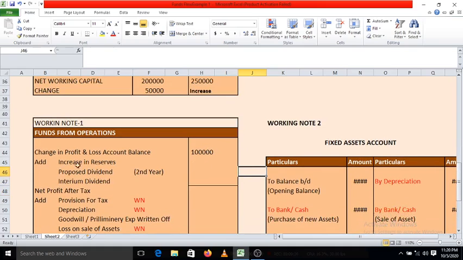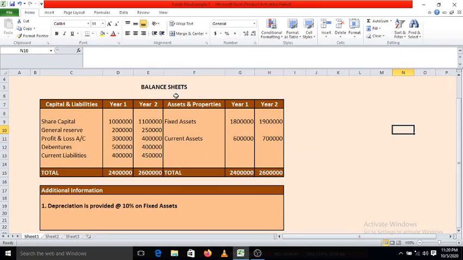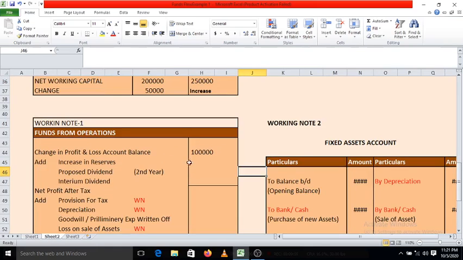Next we have to find out increase in reserve. इनको add करना है. We have to add increase in reserve. So you can go to the format. This is the balance sheet. बैलेंस शीट में आप check करो, यहाँ पर general reserve दिया है. First year 2 lakhs, second year 2 lakhs 50,000. So it means reserve has increased by rupees 50,000. So I will take increase in reserve as 50,000.